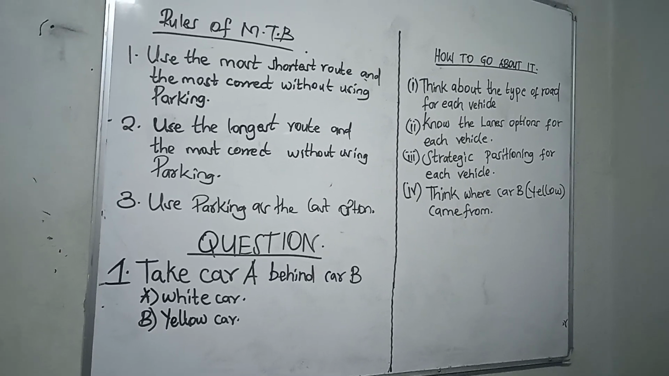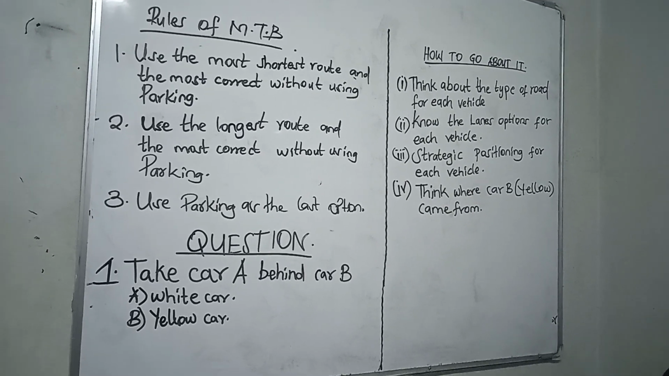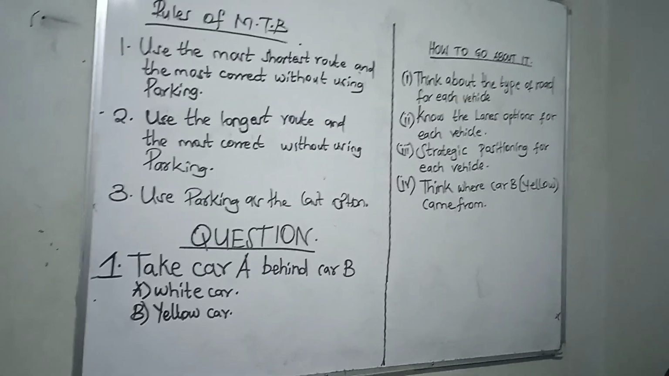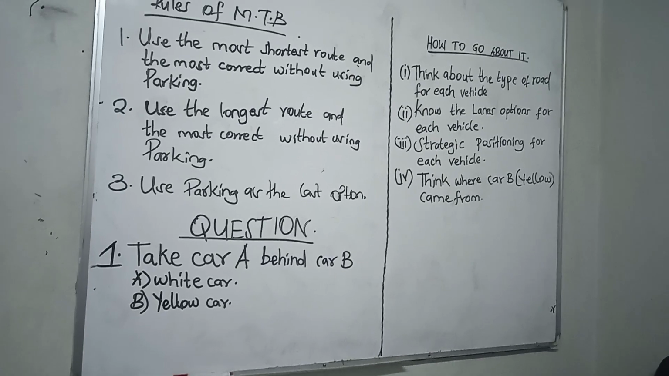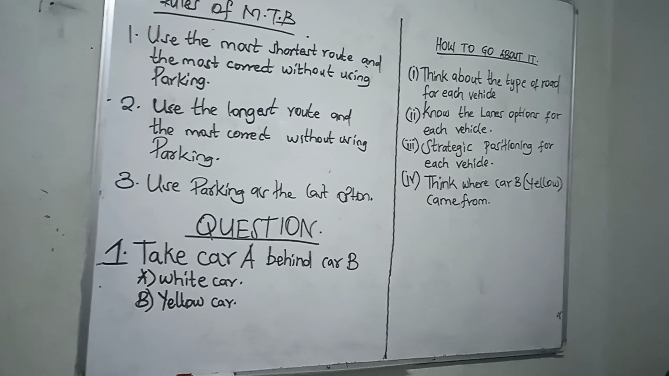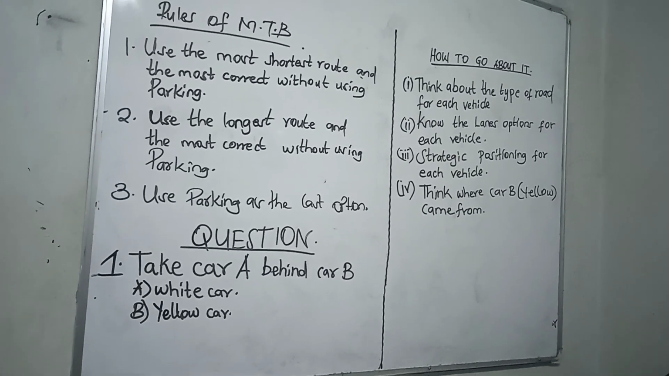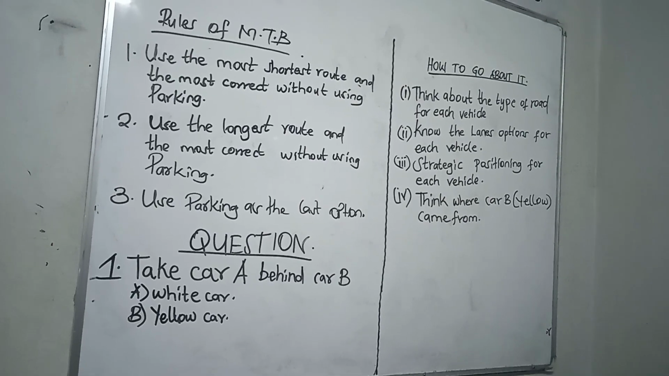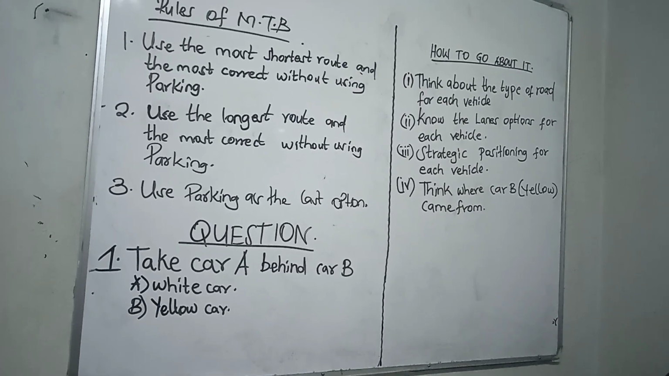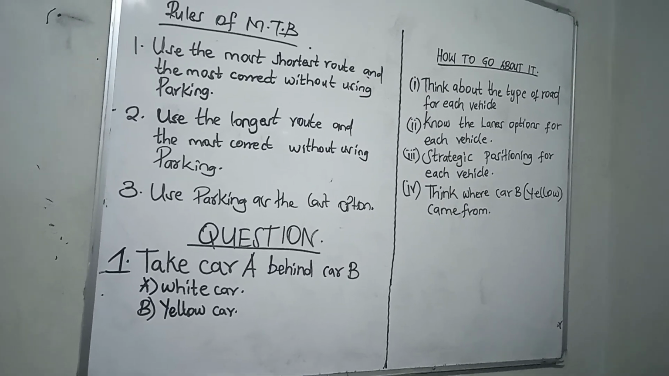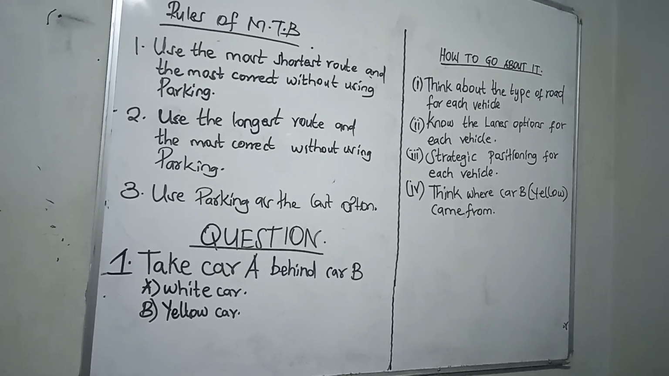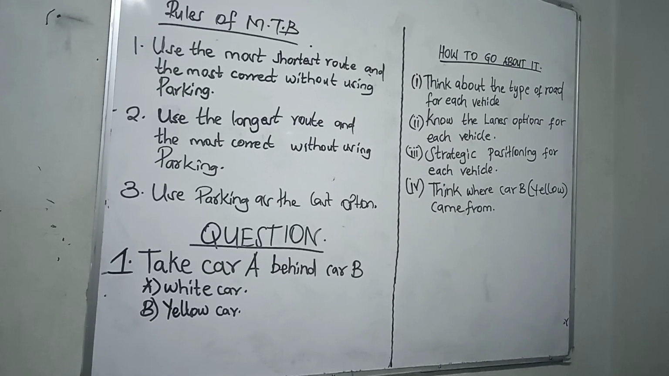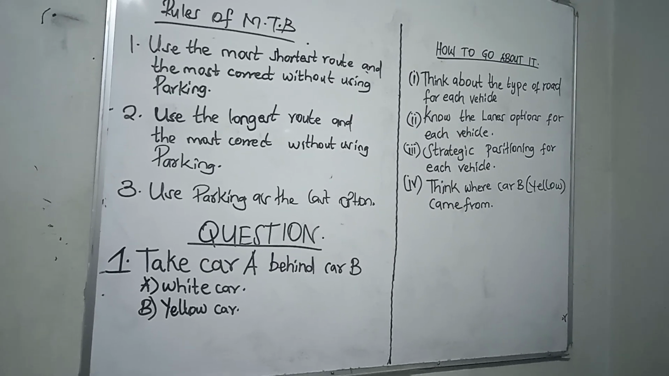So, how do we go about that question? I want to help you answer this question, take car A behind car B. These are the points to consider. Point number one, think about the type of road for each vehicle. You should be able to tell whether car A is on a major road or on a minor road.